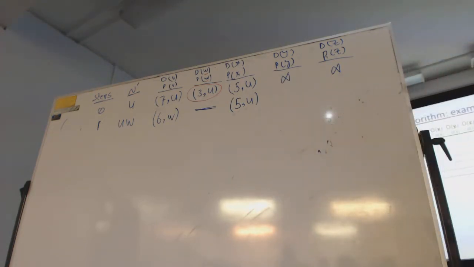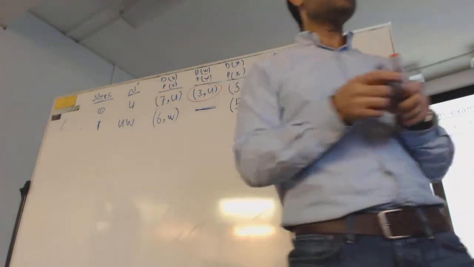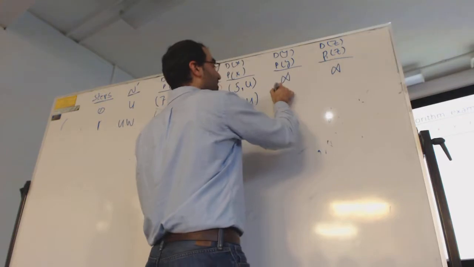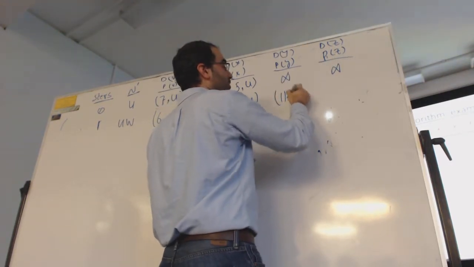What about Y? Do I have a connection to Y this time? Yes. What's the value? It's 11. What's the predecessor node?